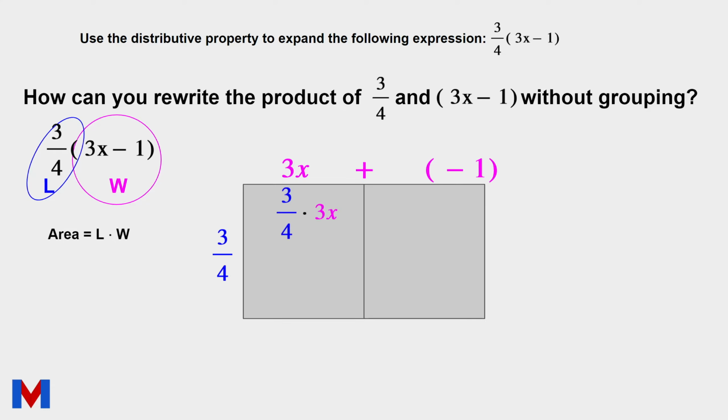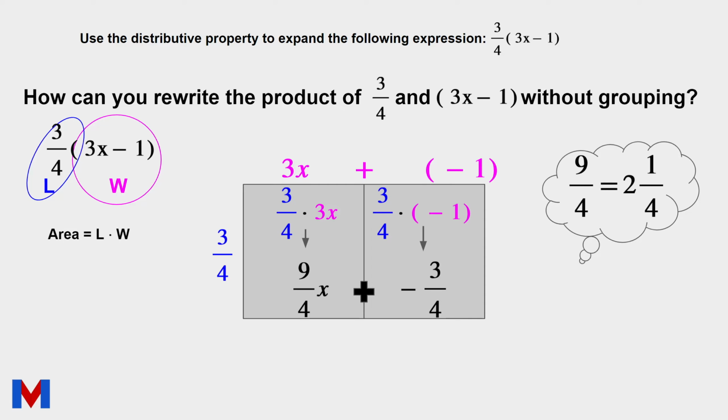So the area, length times width, of the left part of that rectangle is going to be 3/4 times 3x. And on the right, 3/4 times -1. When we simplify, we end up with 9/4 x, and then on the right, -3/4. Again, we add those back together to get the total area.